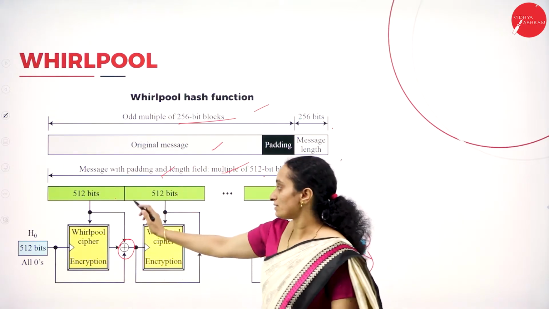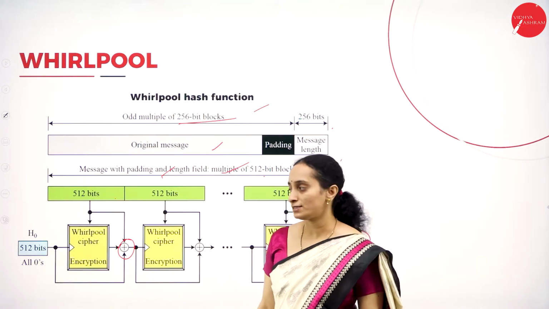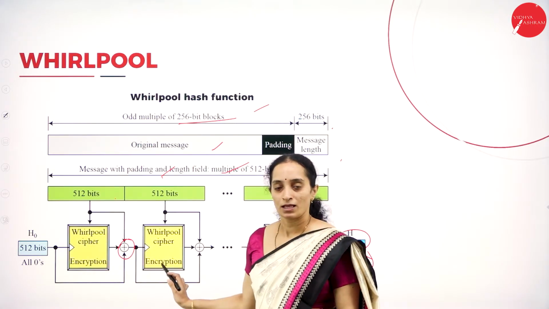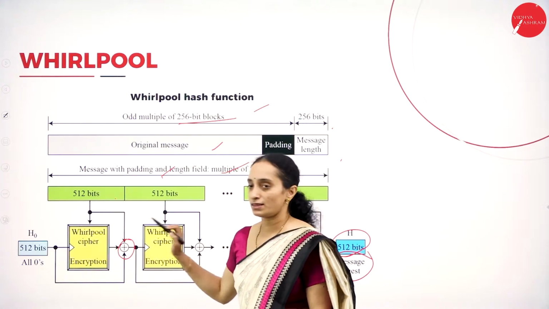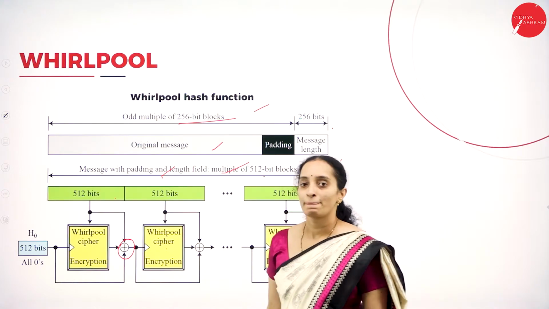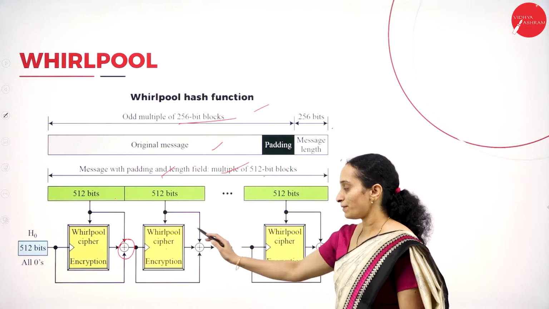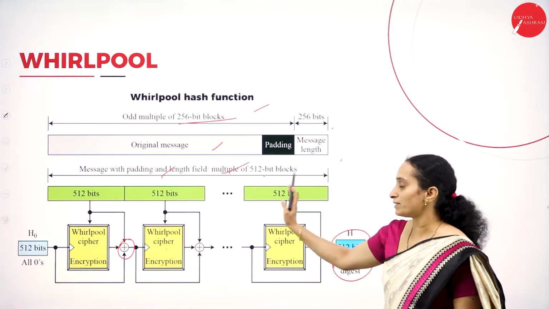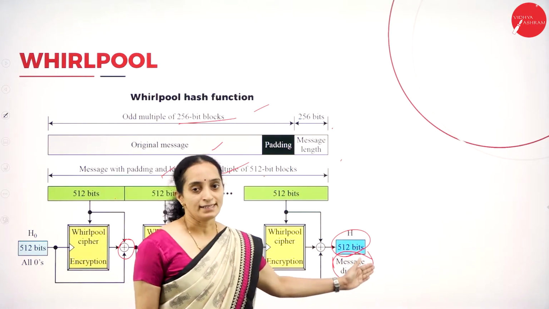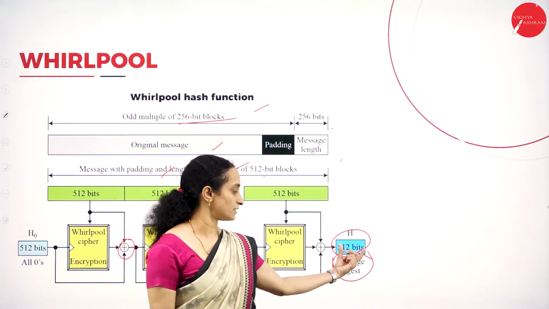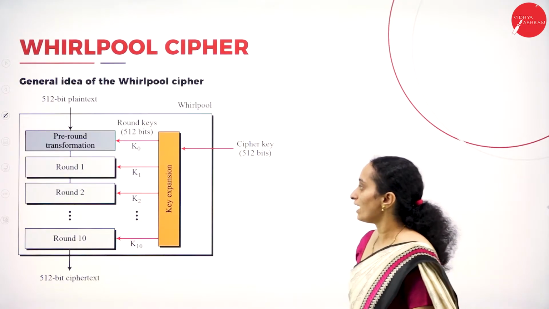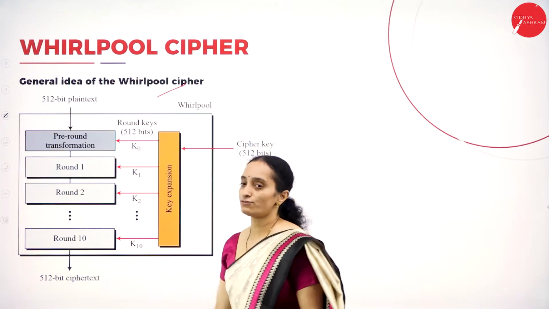So the original message is divided into blocks of 512 bits. These 512 bits are applied to each of the ciphers, which produces the cipher text. This cipher text acts as plain text for the next block. The same thing will happen until all the 512-bit blocks are finished, and we are going to get a final message digest with 512 bits. Okay. So here we have the general idea of the Whirlpool cipher.